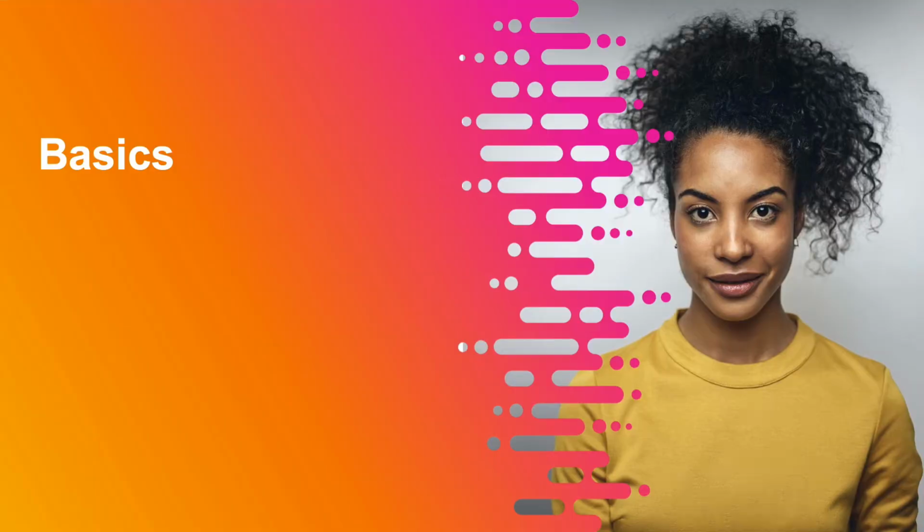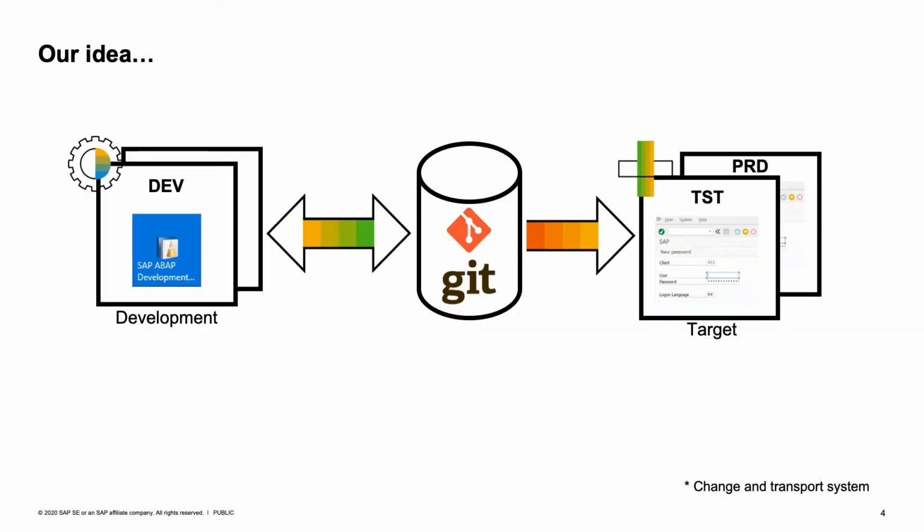So the basics. What is GCTS? You might have heard of Git. It is a version control system where you can store your files. Up to now, you might use it for other development languages, like, for example, Java. The idea is now that with GCTS, you can also use Git to store your ABAP sources.